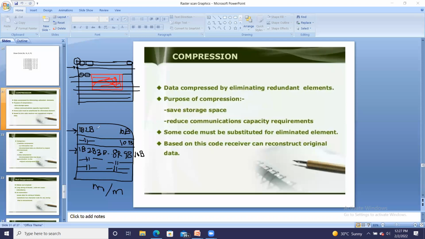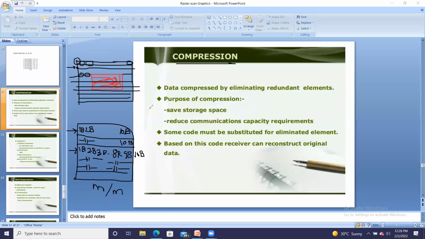So pixel by pixel information is getting stored in the memory. All of you are getting up to this, that I am storing the information about every pixel along the scan line on the screen? Okay, all of you are getting this?